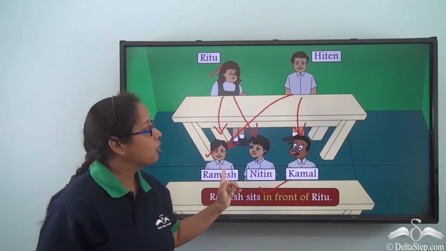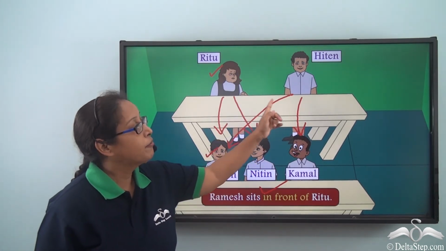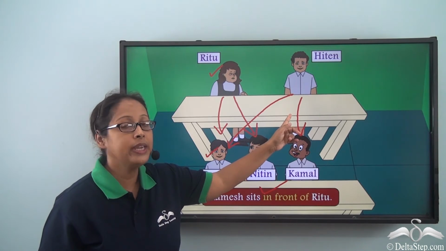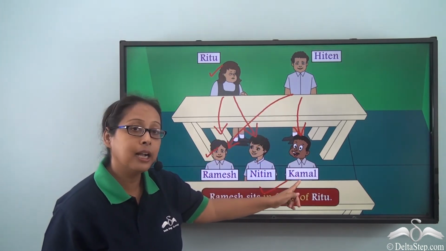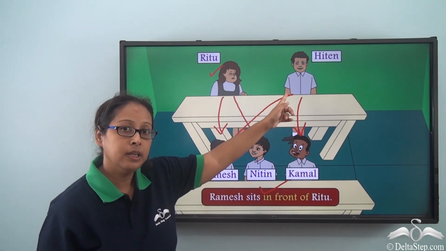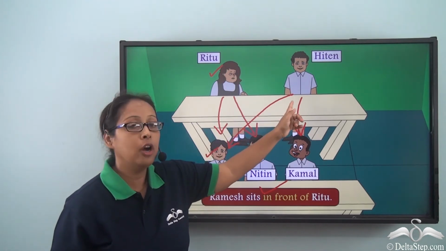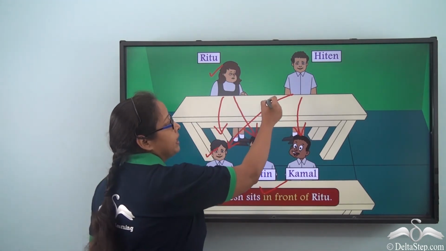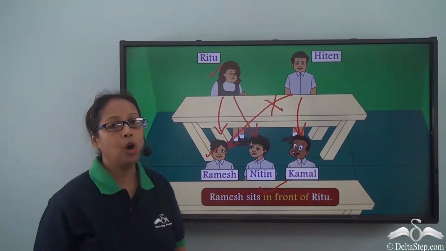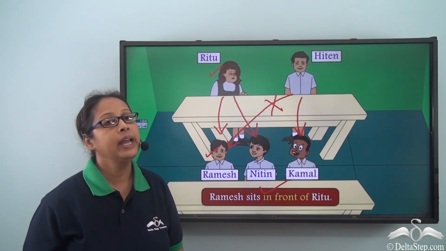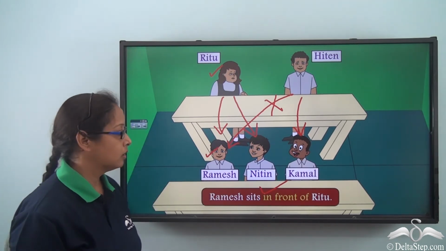We see that this is Ramesh and this is Hitin. So is Ramesh in front of Hitin? No, he is not. Who is in front of Hitin? We can see that Kamal is in front of Hitin. So we cannot say that Ramesh is in front of Hitin. That would be wrong. So when we use in front of, we mean somebody sitting ahead of us or being ahead of us.